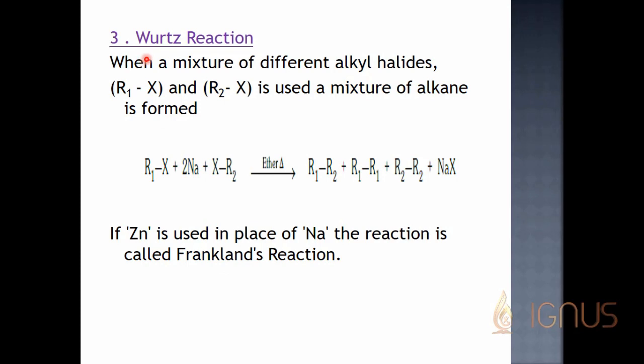Next reaction is the Wurtz reaction. We already studied this reaction. When a mixture of different alkyl halides like R1X and R2X is used, a mixture of alkanes is formed. You can see here different alkyl halides are used. Then there is a formation of different alkanes, R1-R1, R1-R2, R2-R2. These three are different alkanes. If Zn is used in place of sodium, then the reaction is called the Franklin reaction.